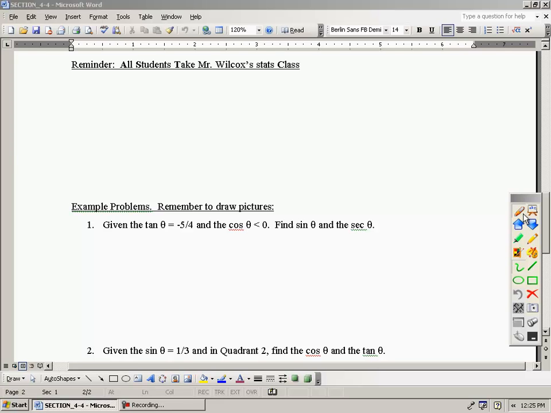All right, taking a look at the next part, all students take Mr. Wilcox's stats classes, Wilcox's version. We said all students take calculus. And what we said is this meant all of the trig values were positive in the first quadrant, sine was positive in the second, tangent was positive in the third, cosine was positive in the fourth. The only thing I want to add to that quickly is the reciprocal functions. This truly means all 6 trig ratios are going to be positive in the first quadrant.